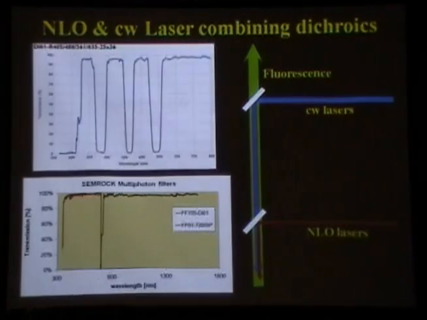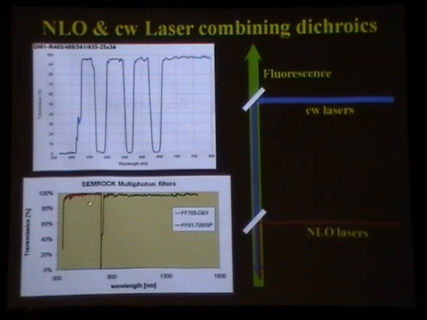So in terms of your lasers, the way to combine the nonlinear laser with the CW laser is very important here. We do have dichroic filters ready for normal confocal microscopes. They will reflect the excitation laser and they will let the fluorescence pass through. But the point is that you never will have a filter that can go all the way from 690 to 1000 nanometers. That's the range that you use for the Ti-sapphire. But you do have filters like this.